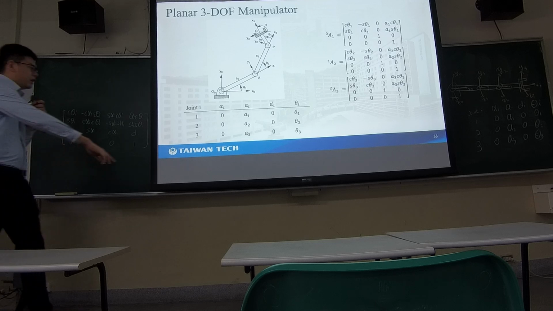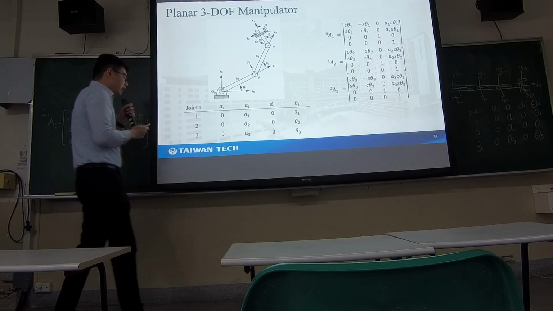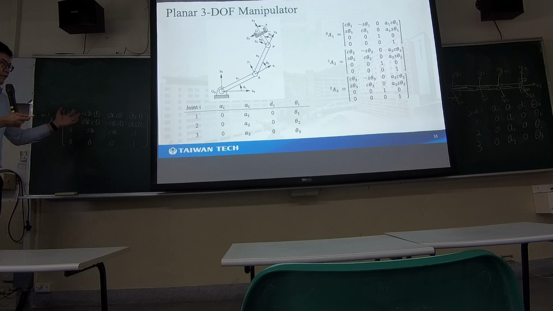So if you have these parameters correct, then you can very quickly generate all the transformation matrices for the robot. You don't need to calculate frame by frame like in your homework.